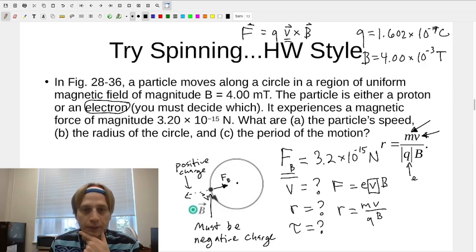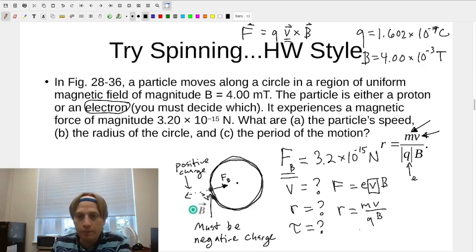Now, for the third part, it asks for the period of the motion. So that is asking us how much time does it take for that electron to go around the circle once. Well, if I have v equals 2 pi r, that's the distance around the circle over the time it takes to go around the circle, you should be able to find that T, that period.